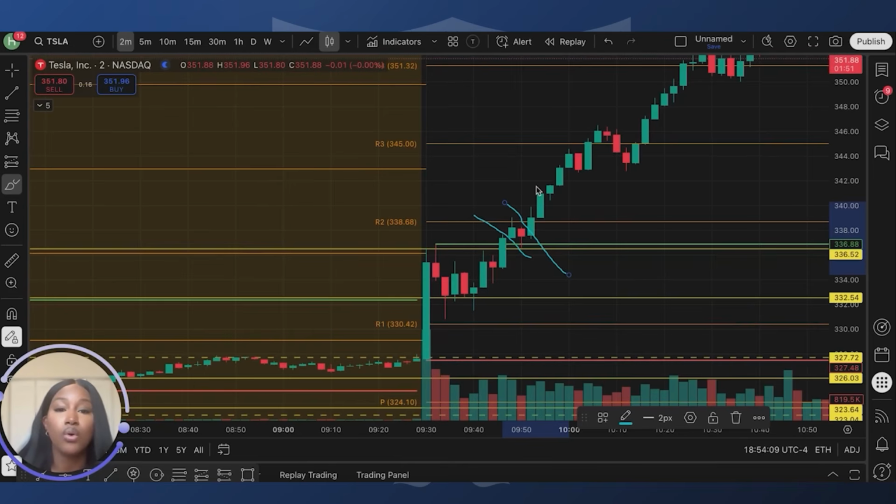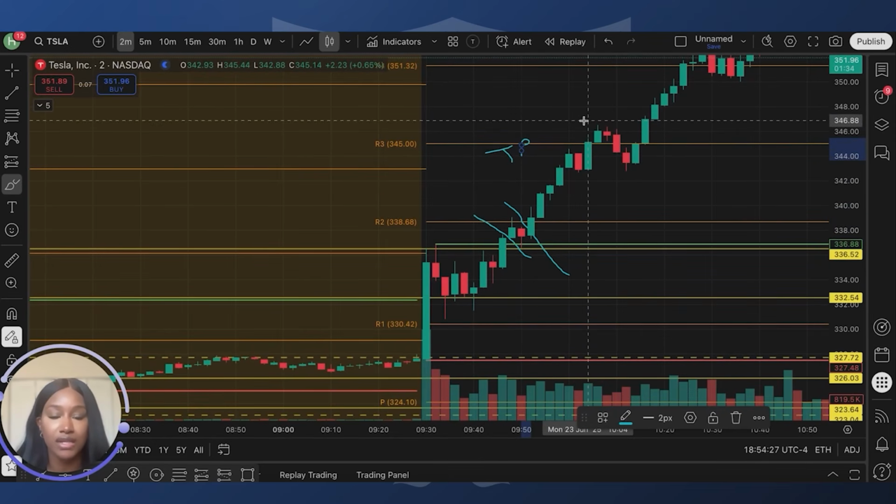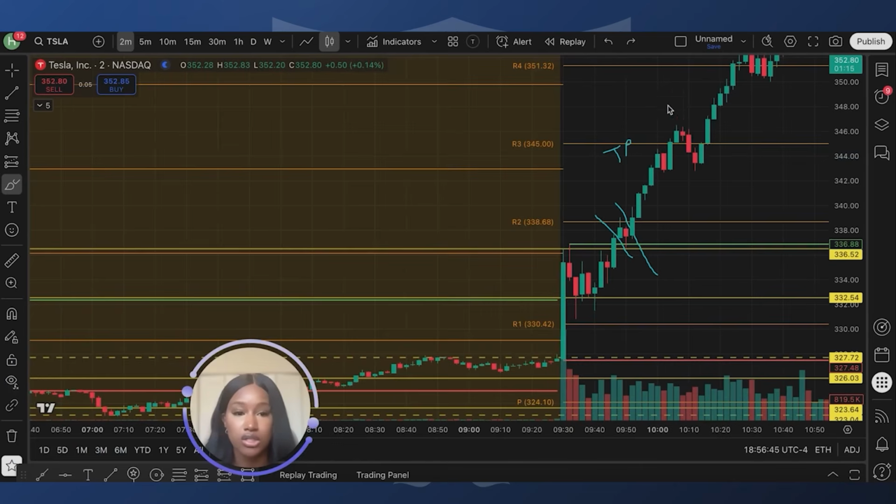So here is another area where I take profits, at this pivot level here at this 345 level. So I'm able to take profit here. So this is TP1. Okay. And then after I take profit here, I see another flag forming, my friends. I want this play to keep going.